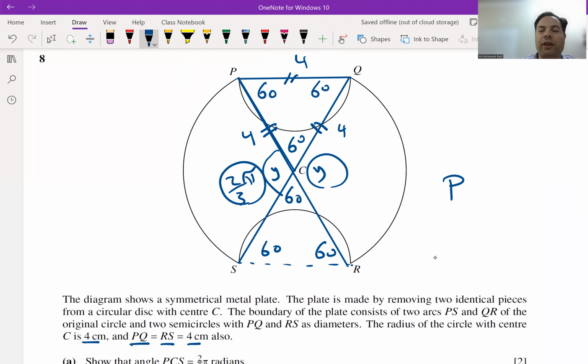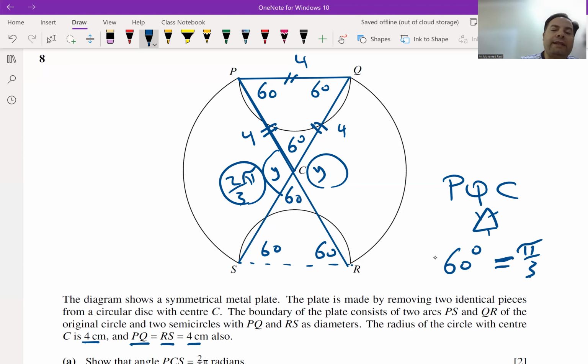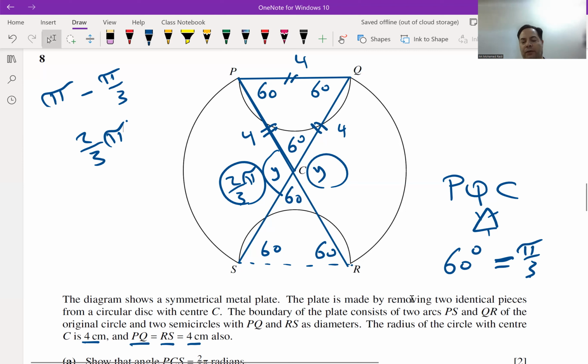It'll work out for this part. You have to mention that PQC is an equilateral triangle. All sides are equal, all angles are equal. The measure is 60 degrees, or in radians, pi over 3. So 180, which is pi, minus pi over 3, minus another third pi. So the answer will be 2/3 pi. This is the first method.